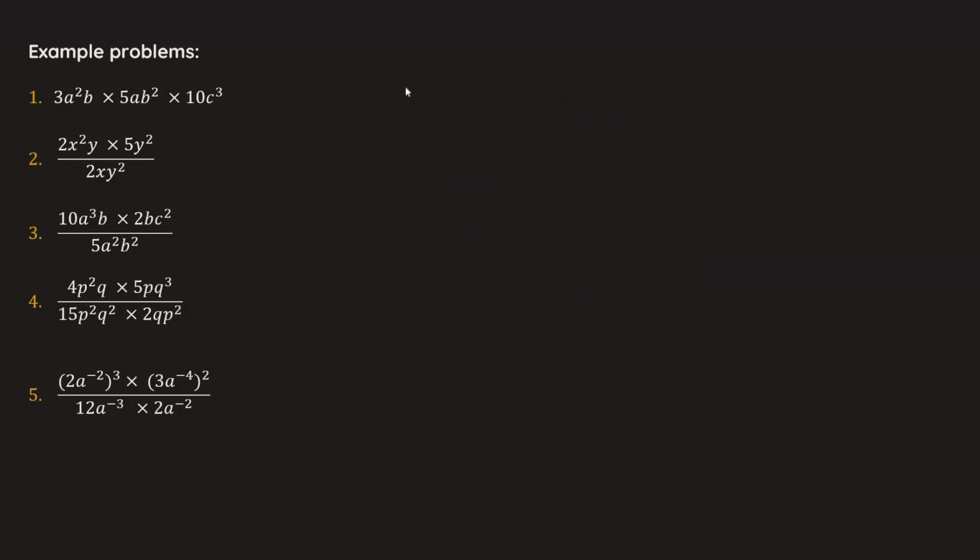Alright, now let's move on to the second question. It says 2x squared y times 5y squared divided by 2xy squared.